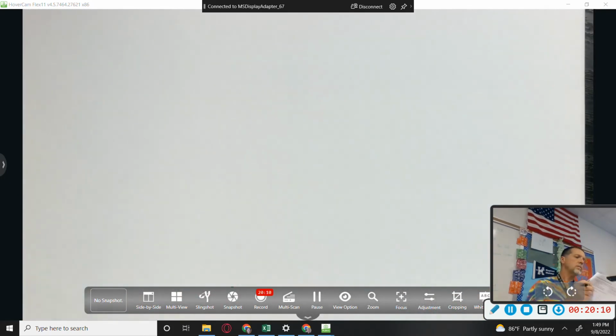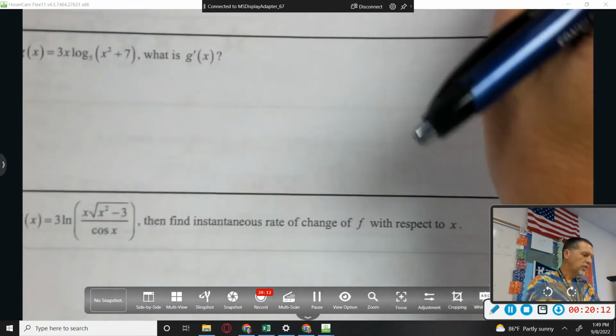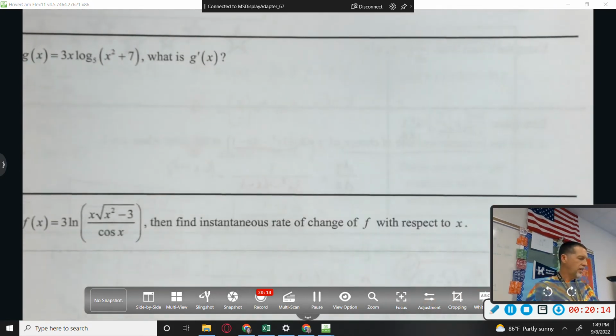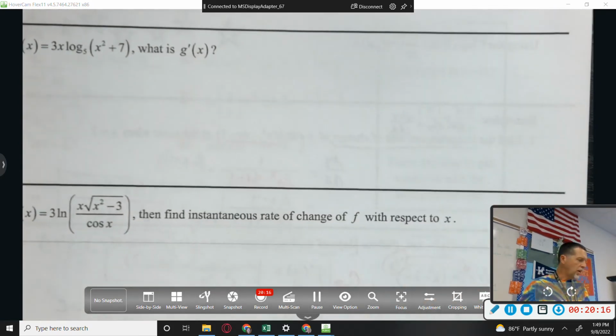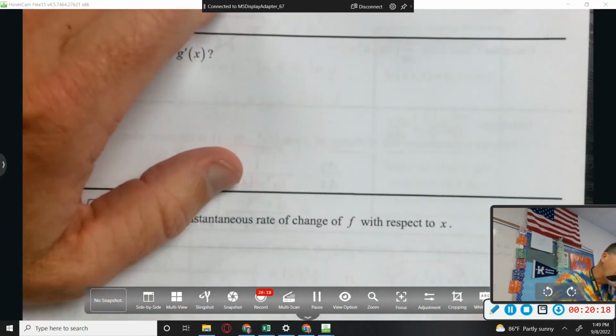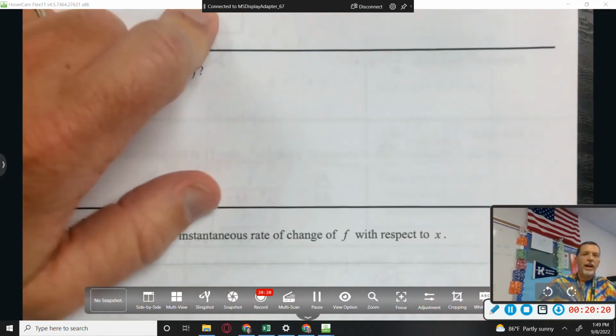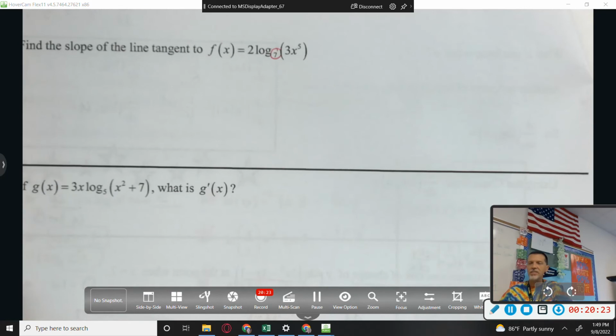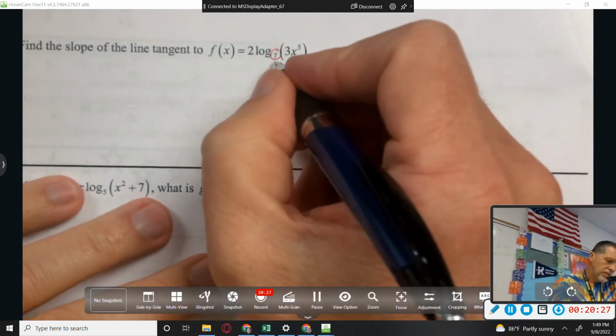What about this number 5? What's different about number 5? It's not base e, so I know I'm going to divide by natural log of 7 somewhere. Whatever my final answer is, I'll have a log 7 in the bottom.